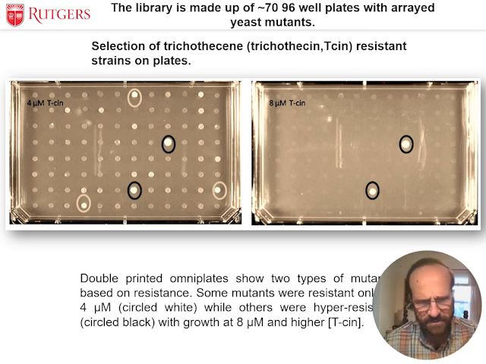You can see on the 4 micromolar plate, most of the strains are not growing very well. There are some highlighted in the white and black circles that are showing more vigor than others. This would be an indication that these knockouts play a role in sensitivity, and when you knock them out, they are more resistant. And then when you double that concentration, almost everything fails to grow except those two mutants.